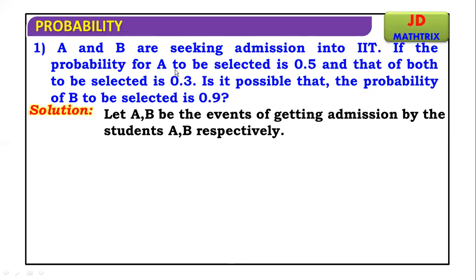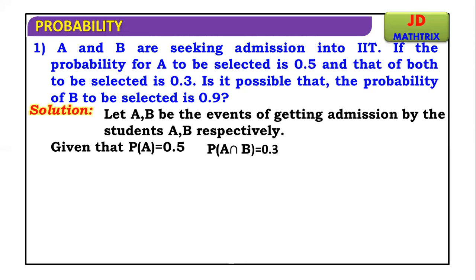Given the probability for A to be selected is 0.5. Therefore, P of A is equal to 0.5. Next, that of both to be selected is 0.3. Both A and B happening is denoted by the event A intersection B, and P of A intersection B is equal to 0.3. This is the given data.